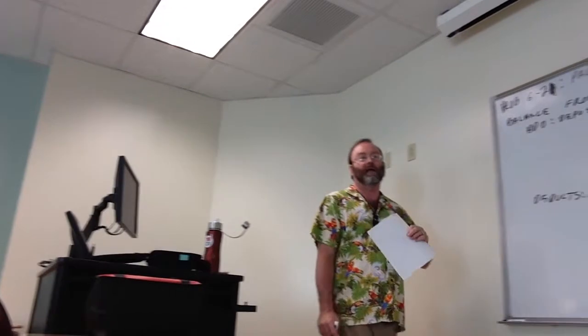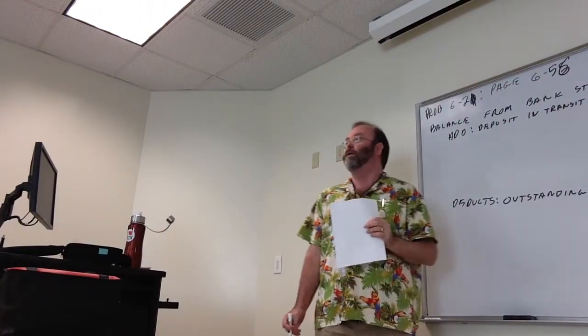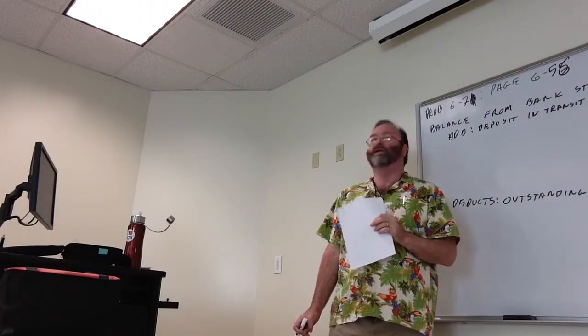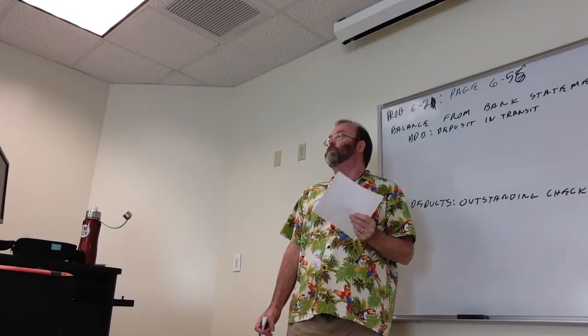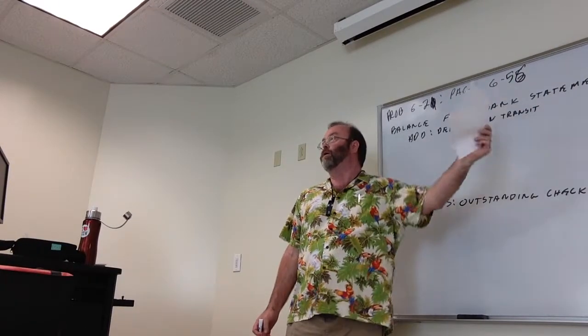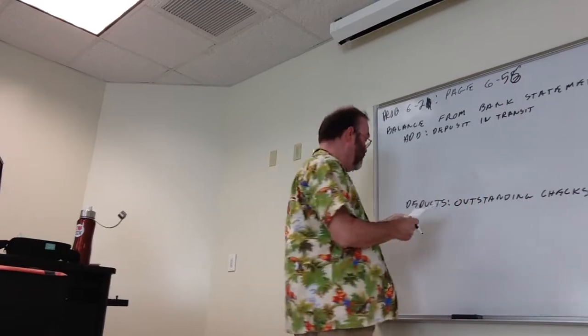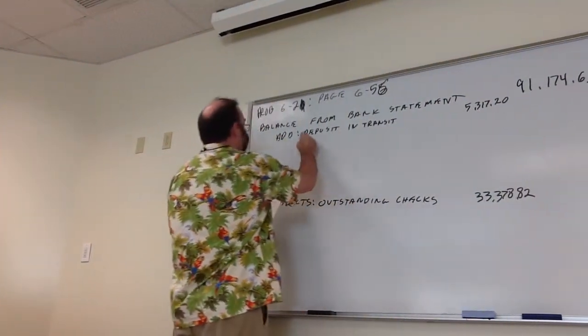Number 7. A deposit of 12/20/13 was omitted from the bank statement. So this is bank error number 1. You made a deposit, and they didn't give you credit for it. So bank or book? Bank. Deposit omitted.